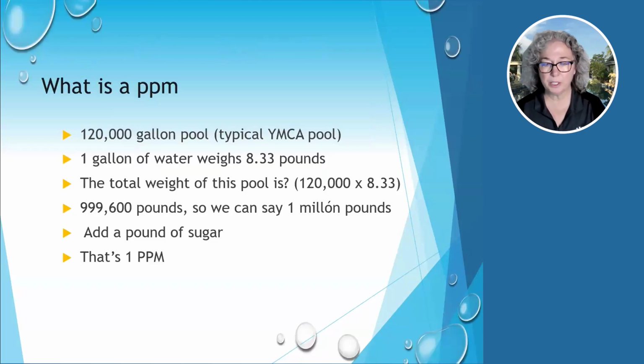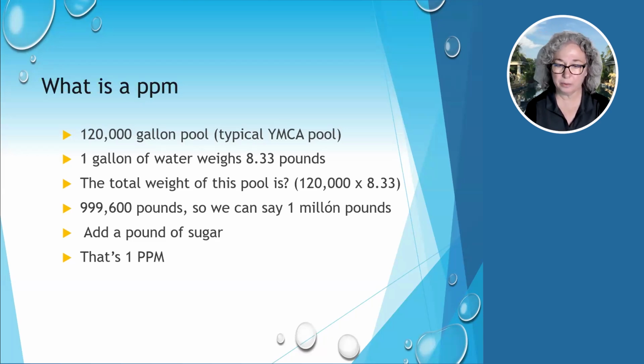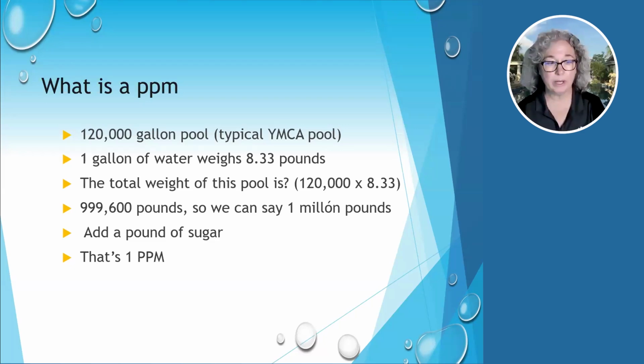So we ask the question, what is parts per million? You keep mentioning this. Well, parts per million is how we measure the pool chemicals, chlorine, pH. So let's say we have a typical competitive swimming pool. It's 120,000 gallons. Here we call them a YMCA pool. One gallon of water weighs 8.33 pounds. The total weight of that pool is 120,000 times 8.33, so we can say 1 million. All we need is 1 pound of sugar to raise 1 part per million in that pool water.